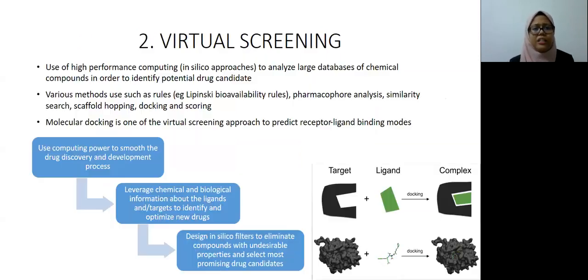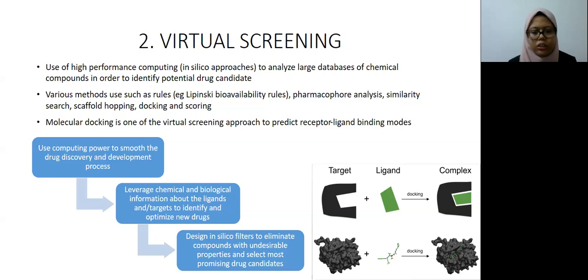So the next strategy that can be used to discover the drug for COVID-19 is virtual screening. Virtual screening is a method that is used in drug discovery to rapidly identify possible drug candidates. In virtual screening, we use high performance computing, which is also known as the in silico approach, to analyze a large database of chemical compounds in order to identify the potential drug candidate.